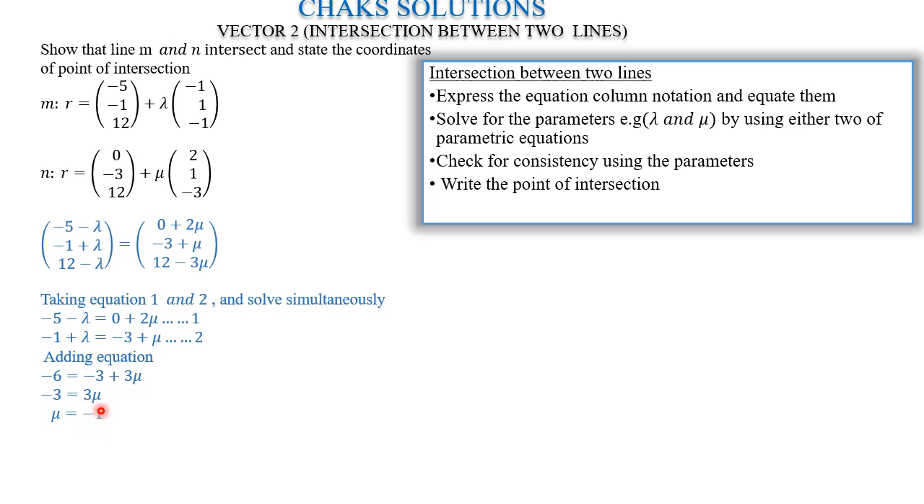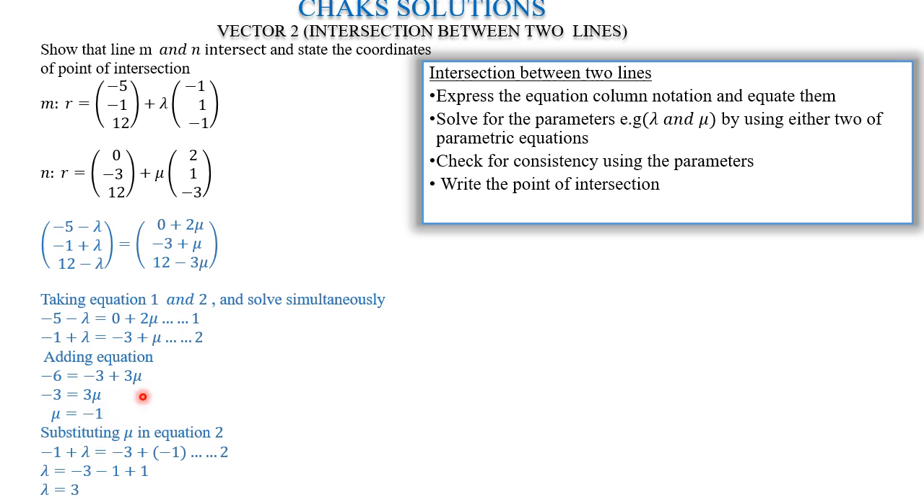So that's the value of mu. Now we can solve for lambda by substituting mu into equation 2. This gives minus 1 plus lambda equals minus 3 plus minus 1. So lambda equals minus 3 minus 1 plus 1, so lambda equals 3. We now have the values of mu and lambda.